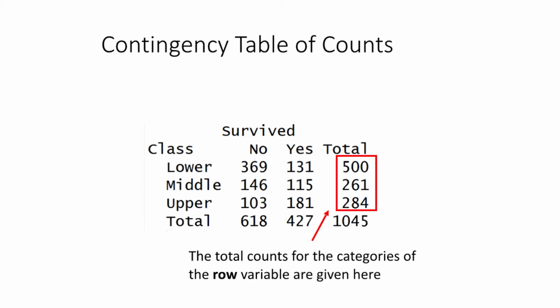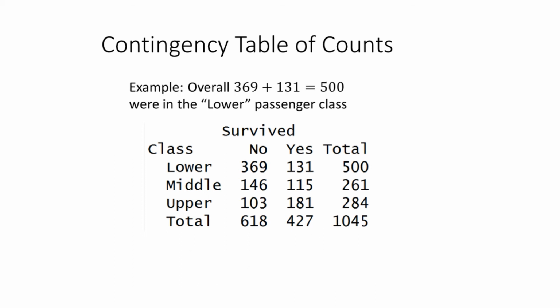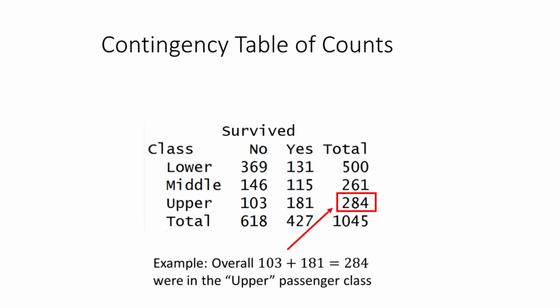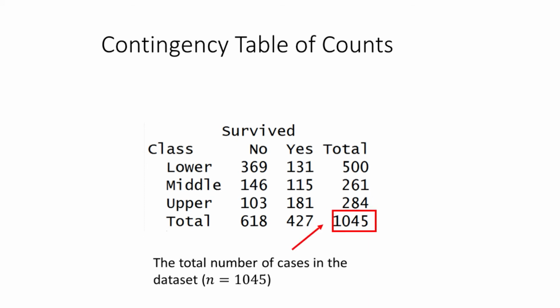In terms of the row margins, these give the total counts for the categories of the row variable, meaning passenger class. So we have 500 people in the lower passenger class, 261 people in the middle passenger class, and 284 people in the upper passenger class. To give an example, we have 369 plus 131, 500 people in the lower class, right? We have 284 in the upper class. All we're doing is just adding these row observations.